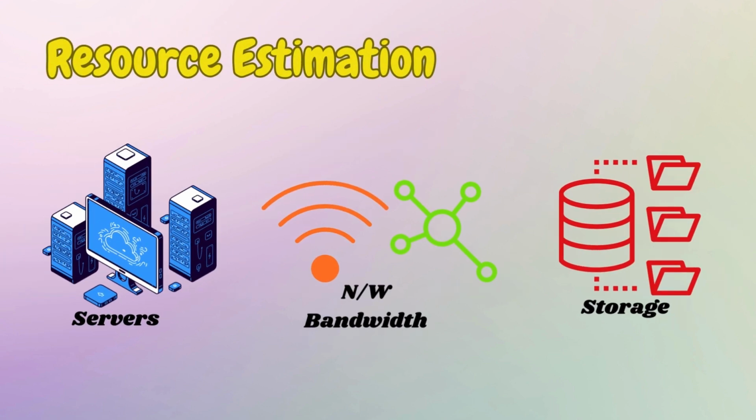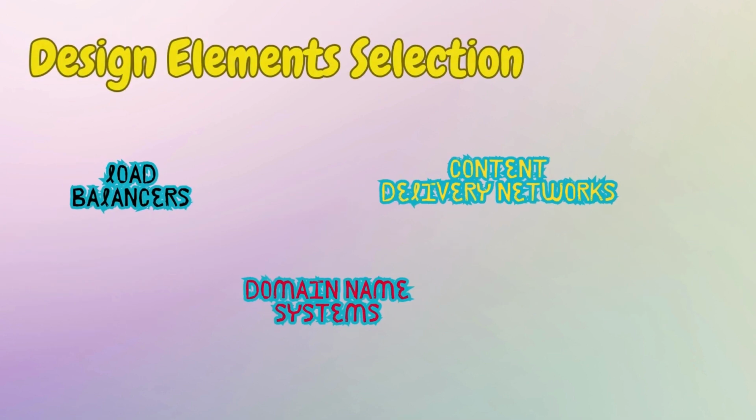After grasping the requirements, the next step involves estimating the necessary resources, including the number of servers, storage capacity, and network bandwidth required to fulfill both functional and non functional requirements. Step 3 is design elements selection. Common design elements such as load balancers, content delivery networks, domain name systems, distributed caches, and messaging systems offer pre designed solutions to typical challenges in distributed system design. Incorporating these elements streamlines the design process and avoids reinventing the wheel.